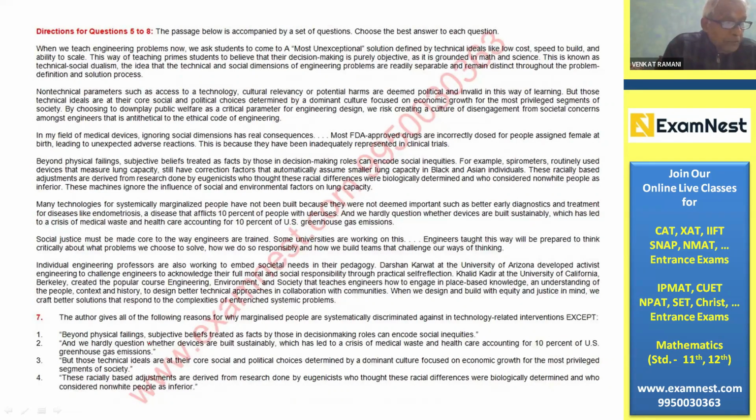We have here: the author gives all of the following reasons for why marginalized people are systematically discriminated against in technology related interventions, except, yes, except one. And I think he's quoting from the text. That is why all of the answers you see are within inverted commas. The discrimination against marginalized people, the discrimination against people who are racially marginalized. Beyond physical failings, subjective beliefs treated as facts by those in decision making roles can encode social inequities. No, that's not the option.